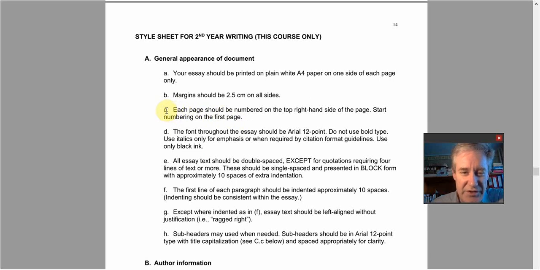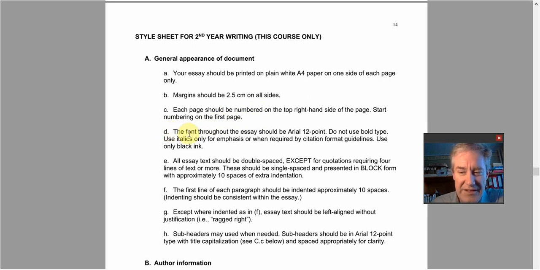And our next instruction, C here. Each page should be numbered on the top right-hand side of the page. Start numbering on the first page. So you're going to start the numbering on the first page. The very first page should have a number 1 on it, on the top right-hand side of the page. Some publications don't want a number on the first page. They say, start on the second page with number 2. That's why this instruction here is so specific, because some publications have different rules about this. But here I want you to put the number on the first page. Start with number 1 on the first page.